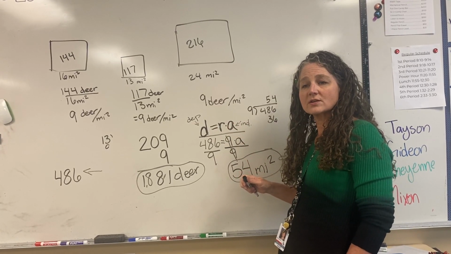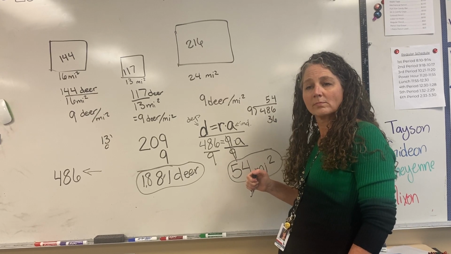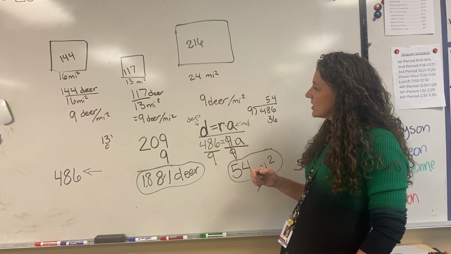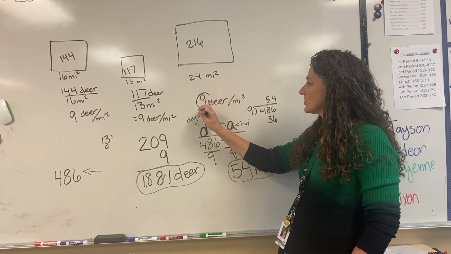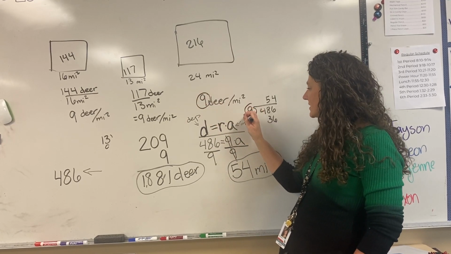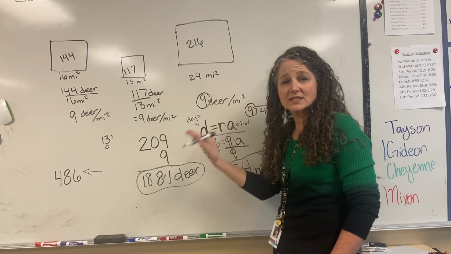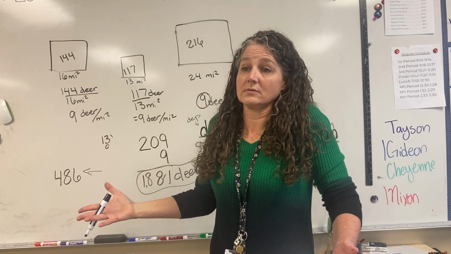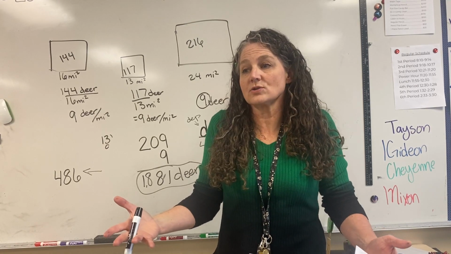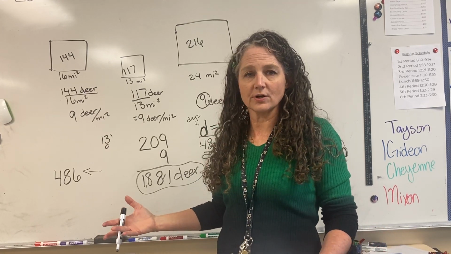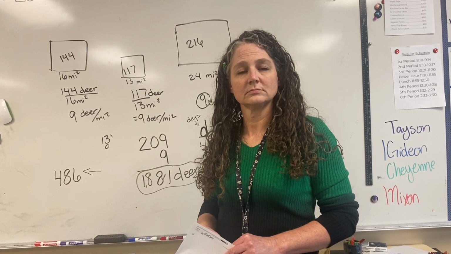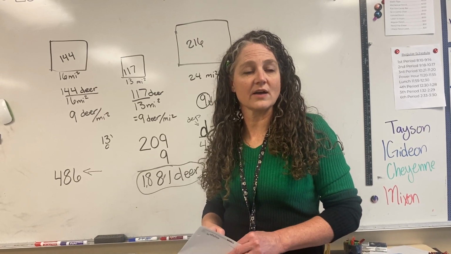Tallulah, it looks like you're going to launch out of your chair. So what's the constant of proportionality? What is the constant? It's our unit rate. It's what we're multiplying by. It's 9. It's our unit rate. How much is it for 1? And then you know if you have 20 square miles, how many deer are you going to have? What's 20 times 9? It's 180. We're going to have 180 deer.